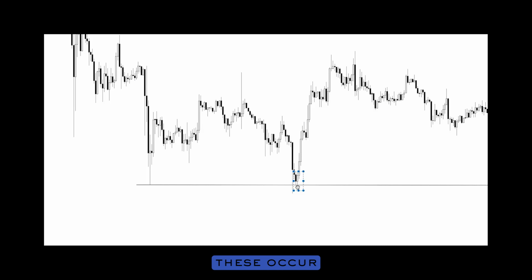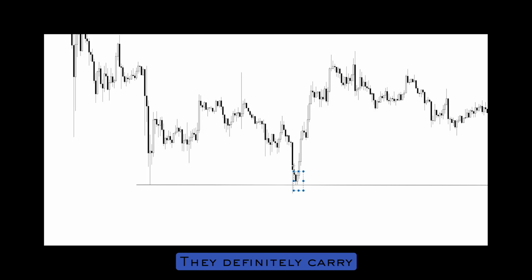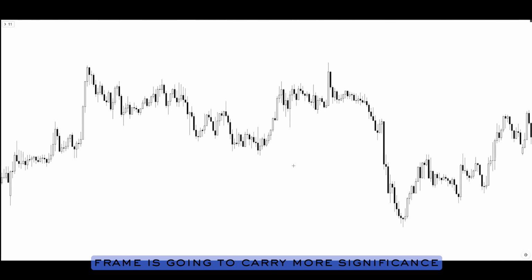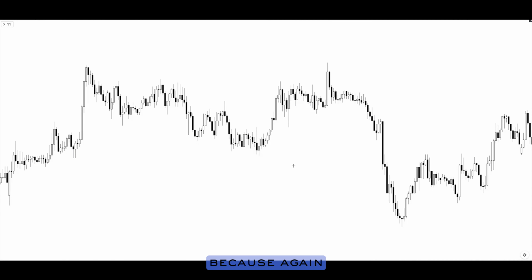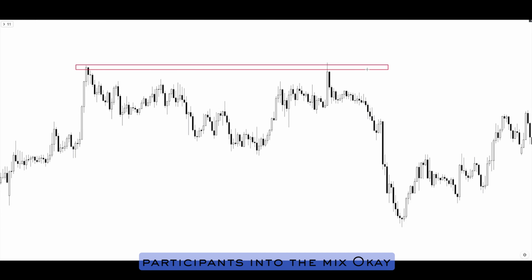So that is a swing failure pattern. And you'll notice these occur on high time frames and low time frames. They definitely carry more weight when they're occurring on the higher time frame, because the higher time frame is going to carry more significance. Again, we talked about this before, the higher time frame is going to bring other time frame participants into the mix.